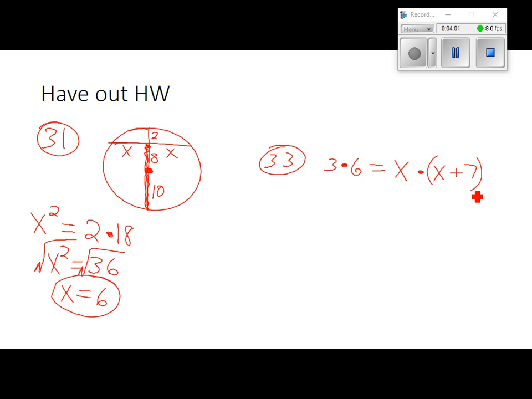What is 3 times 6? 18. Then we gotta distribute here. What's X times X? X squared plus 7x. Good. Now, anytime we have something like this where we have an X squared and a 7X, I think this might have been the only one on the whole paper that came out this way.